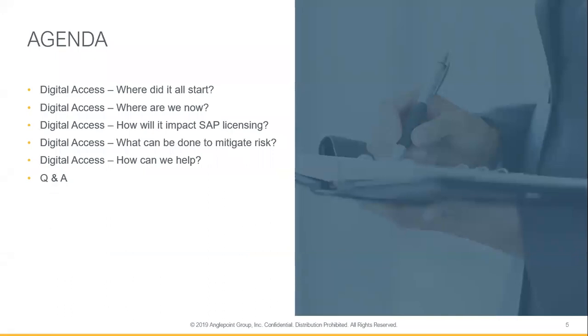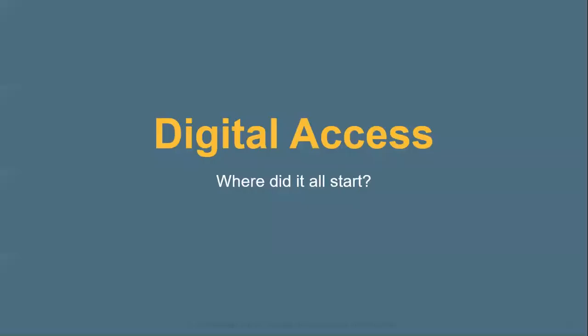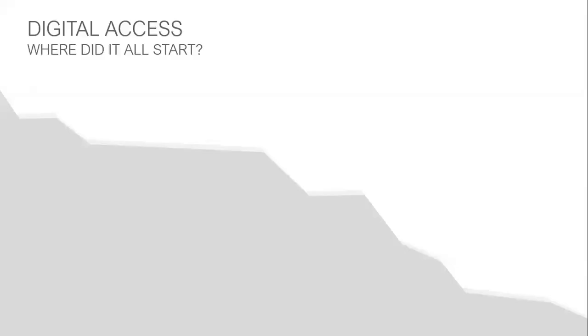So, quick agenda. The topic today is digital access. We're going to try to tell a story here. Where did this all start? Where does digital access come into play? Where are we now? How will it impact you? And what can be done to mitigate the risk? And then ultimately, how can we help? And then, as Alex mentioned at the beginning, we are going to reserve some time at the end for questions and answers. So if we don't cover your question throughout the presentation, that's your time to get those answers that you're looking for.